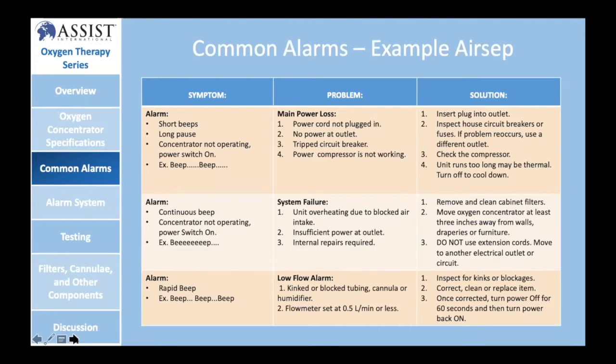And so the solutions are quite simple. Just make sure there are no kinks or blockages. Make sure that you clean and replace any of those pieces, the humidifiers, the cannulas as needed. And my colleague Jim Stunkel will go through this with some pictures in depth in a little bit. And once you have resolved the issue, whether it's a kinked tubing or a blocked tubing, or a humidifier that needed to be cleaned out, you want to turn off the power for about 60 seconds and then power it back on. And typically you can get rid of that type of audible alarm.